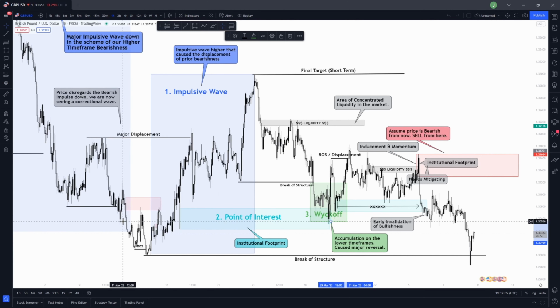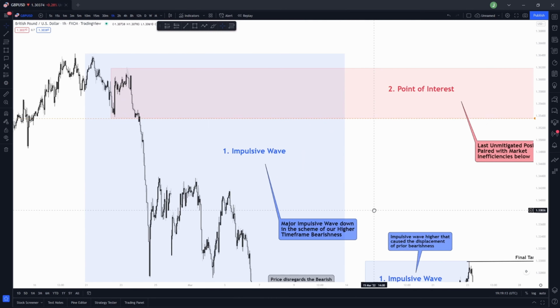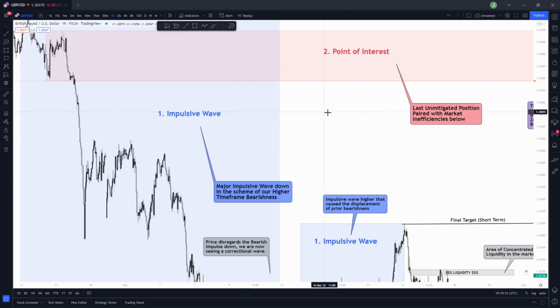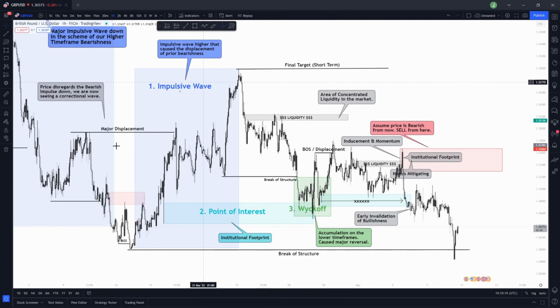So we were originally bullish in this market. We had a displacement. This blue box on the left of our screen was a large impulsive wave down, and I was expecting that price was going to be bullish all the way up into this point of interest. However, after we started that bullish run, obviously the displacement confirming the bullish run, I believe that we had an unmitigated position here. We identified that as a point of interest.